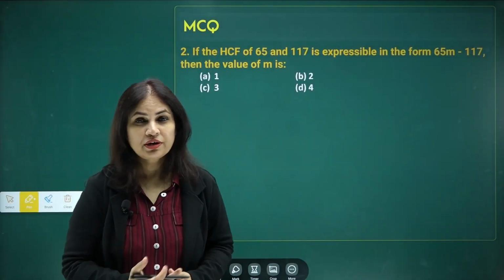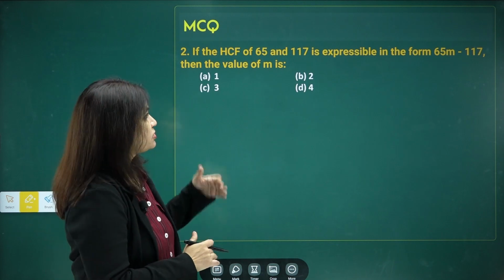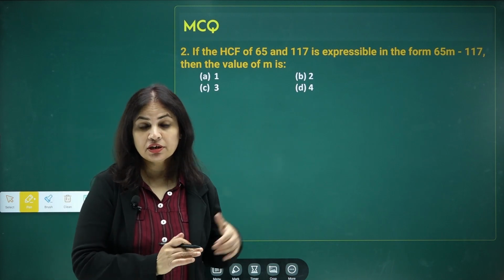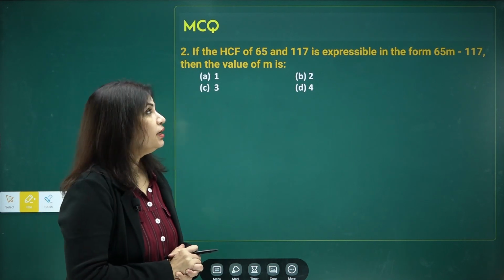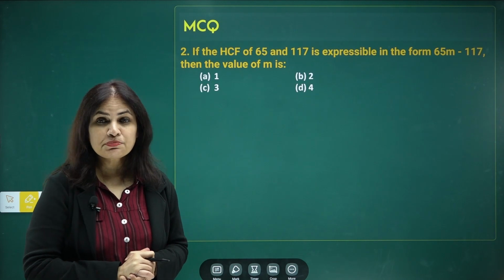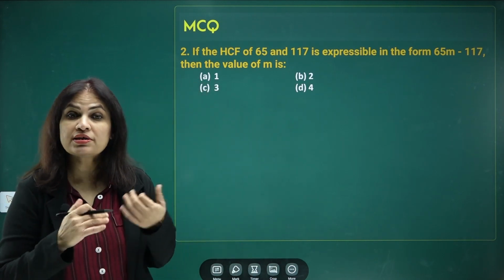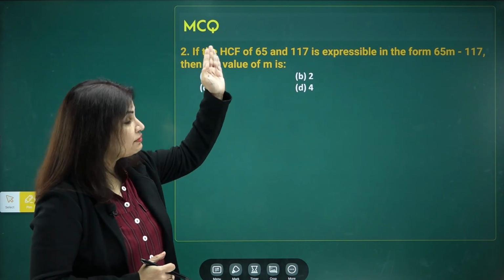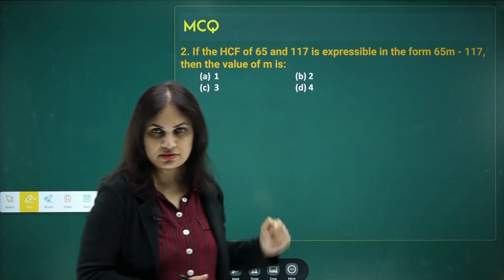Second question, very important, directly applicable. Euclid's division lemma is directly applicable to this question, and here we can see the use of Euclid's division lemma in solving various problems. It's given that the HCF of 65 and 117 is expressible in the form of 65m minus 117. What does it mean? That the HCF of 65 and 117 is same as this.